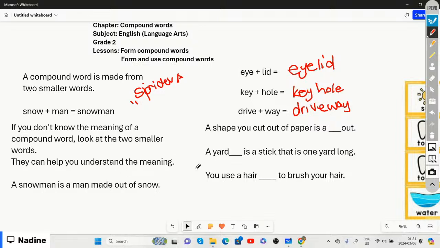Right? And then we have a yard is a stick that is one yard long. A yard stick. All right.